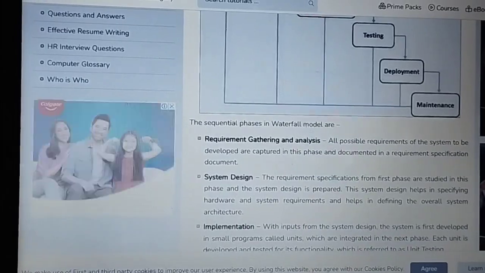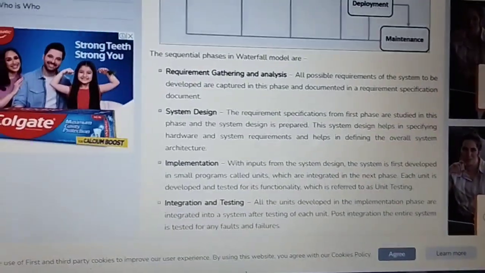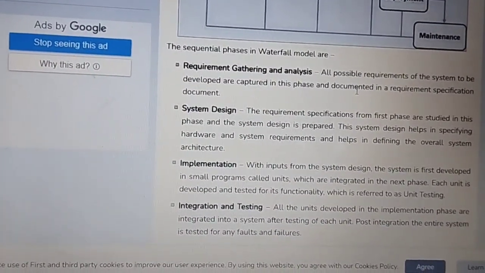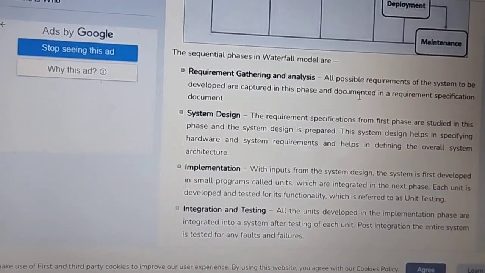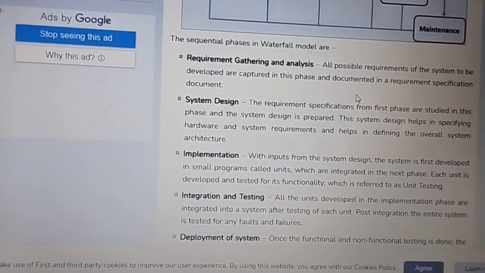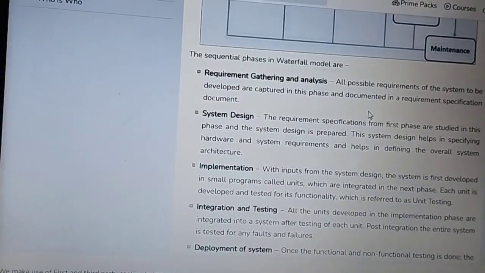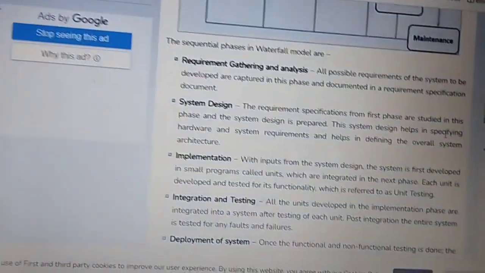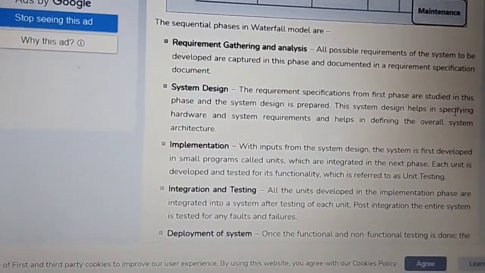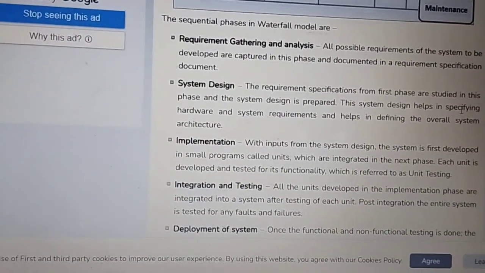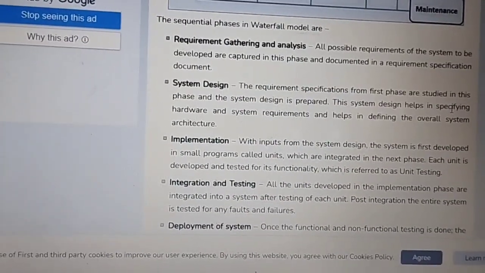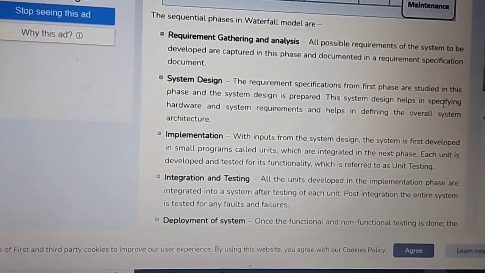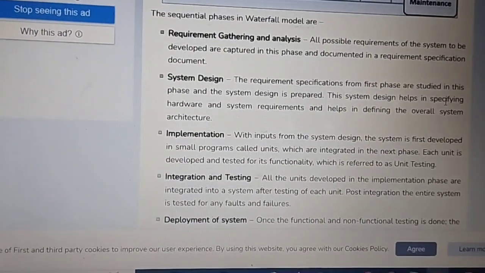The next is the sequential phases in the waterfall model. Requirements gathering and analysis: all possible requirements of the system to be developed are gathered and documented in the requirement specification document. The second is the system design. The requirement specification from the first phase is studied, and the system design is prepared. The system design helps in specifying hardware and system requirements and helps in defining the overall system architecture.